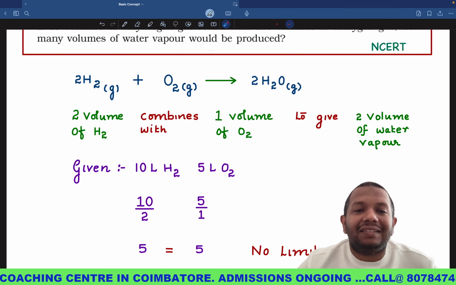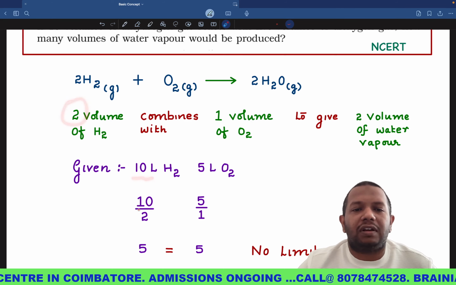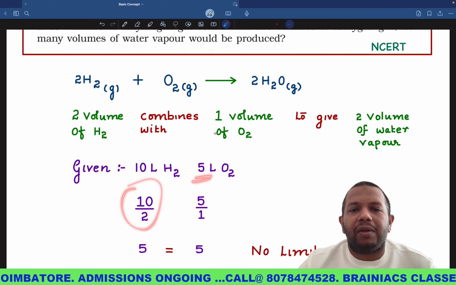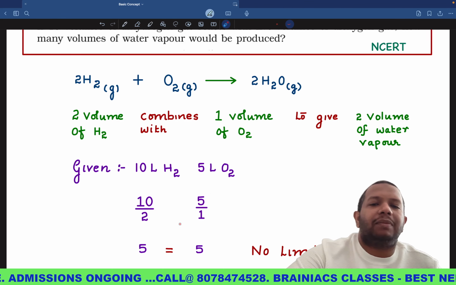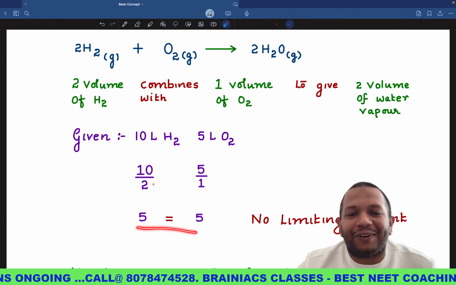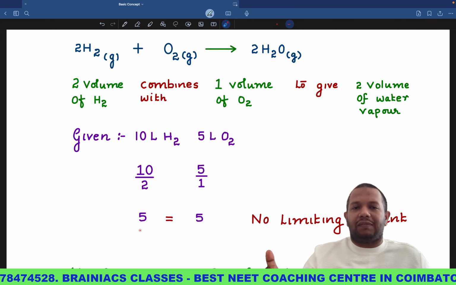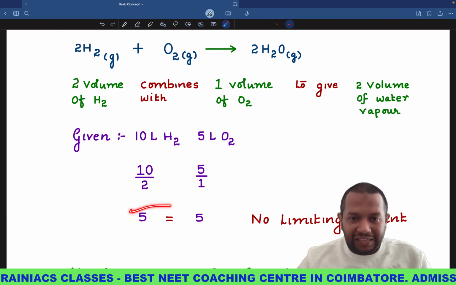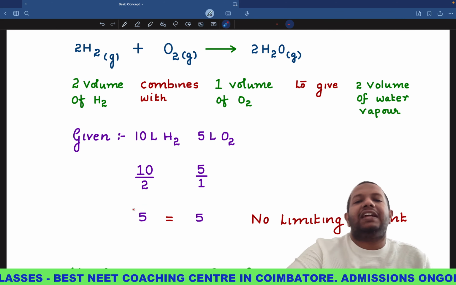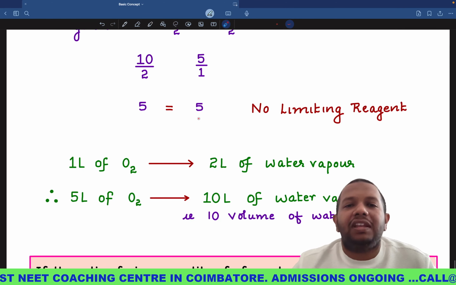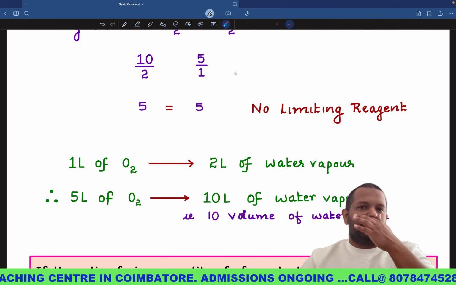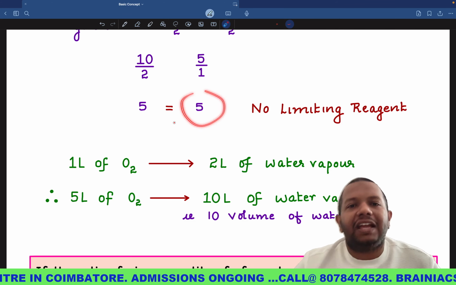So divide this 10 liter by the stoichiometric coefficient, 10 by 2, and this 5 by 1. So which is the smaller number? You can see 5 equals 5. This is a case where even though both quantities are given, if these values are equal, then there is no limiting reagent. I told you, when you are doing it, if there is a lesser number, then that is the limiting reagent. If there is no limiting reagent, you don't need to worry.